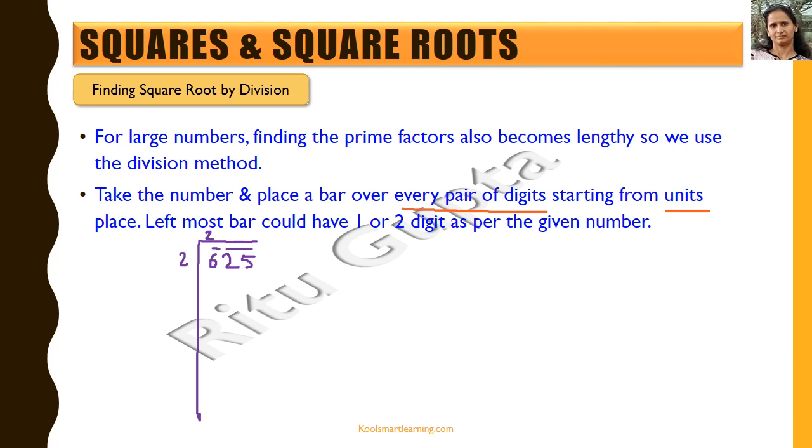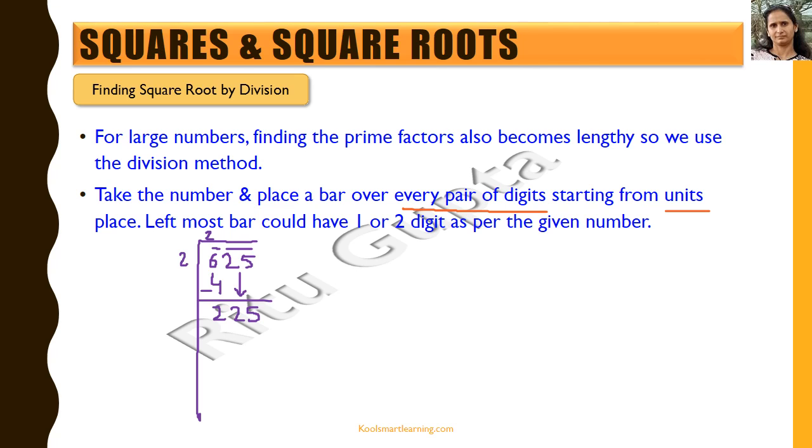Now we multiply 2 with 2 and we place 4 below the number in the first bar and we subtract, and we get 2 here. Just as we do in standard division, we bring the next number down. In normal division we get just one number down, but in this case we'll get the number in one bar in the same go. So we'll get 25 here, so we get 225 here.